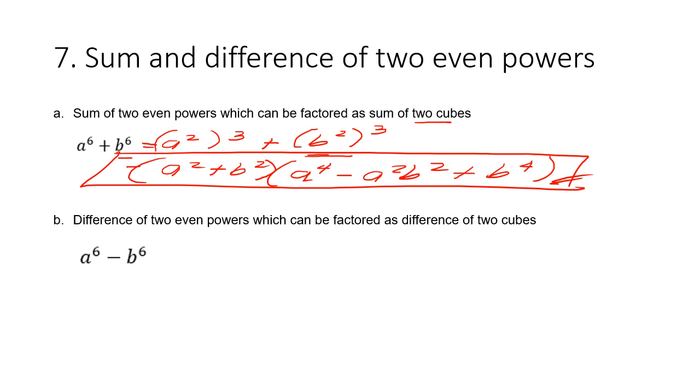Right? And how about the difference of two even powers which can be factored as a difference of two cubes? So with that, for example, again, we have a raised to 6 minus b raised to 6. We could rewrite it as a raised to 3, right?